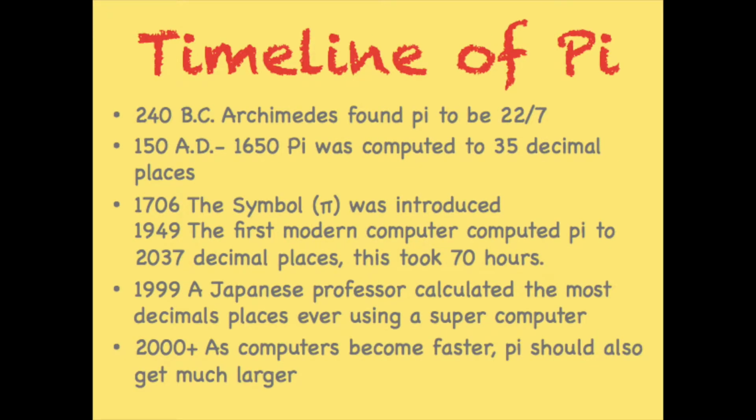Wow, isn't that interesting? Oh, yes, it is. And here we have a timeline of pi, which dates back all the way to 240 BC, where Archimedes found pi to be 22 over 7. All the way to today, where pi is still developing and getting larger.